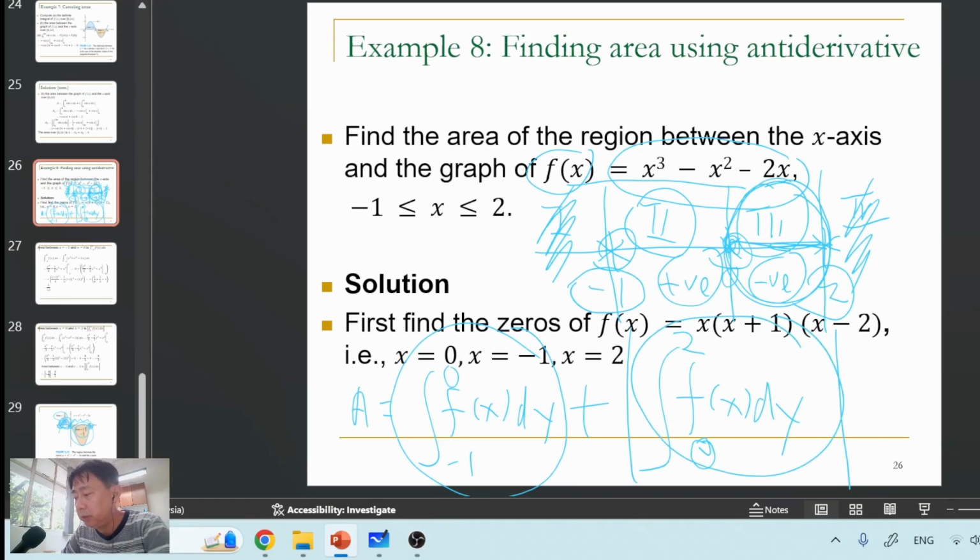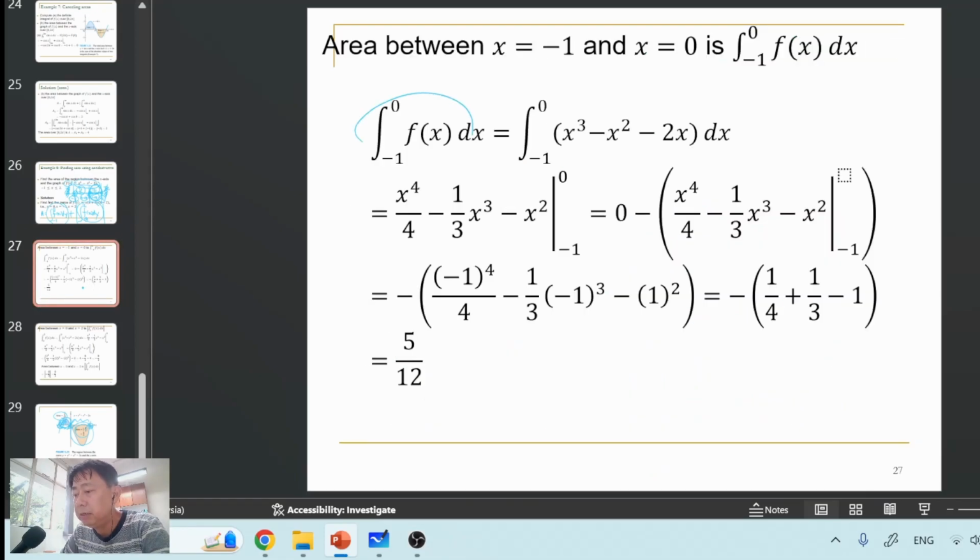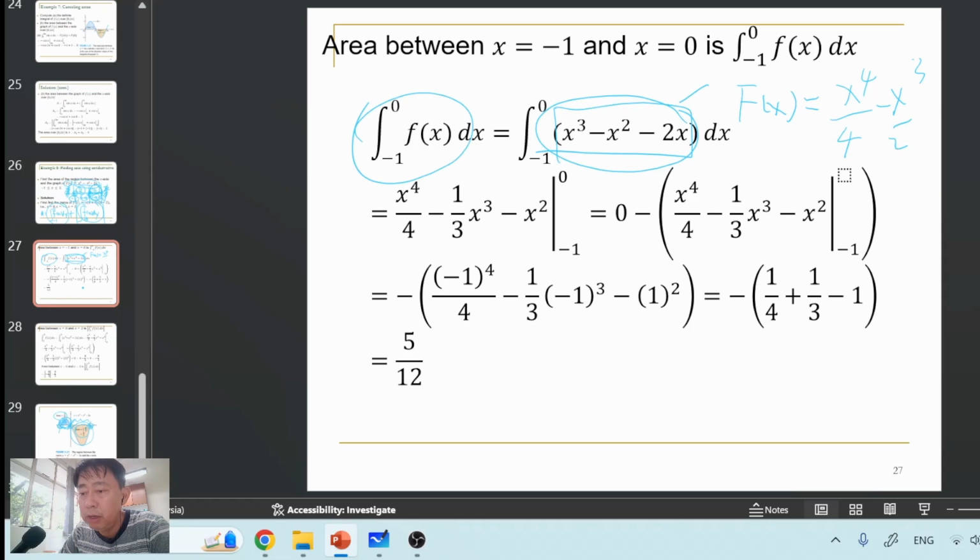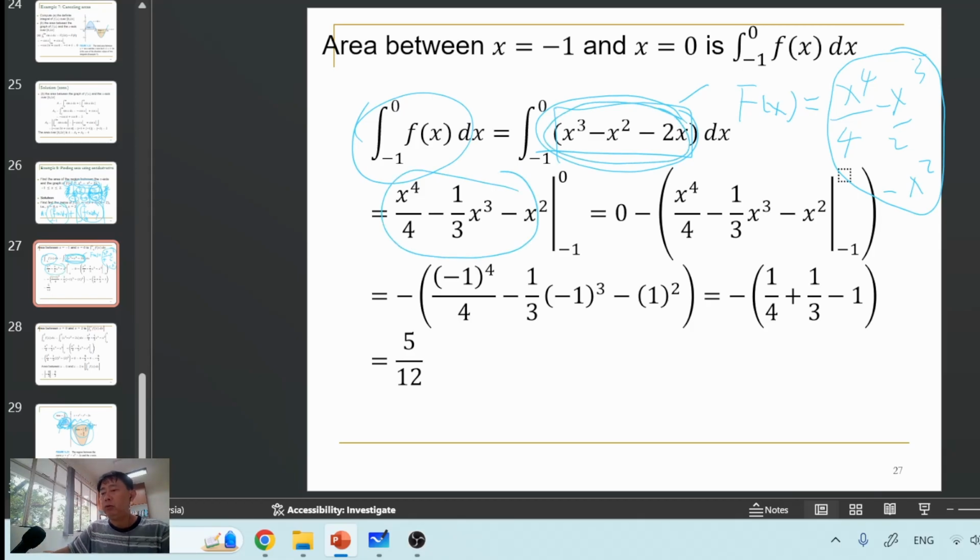So then you can straight write down the formula for calculating the area in the positive region. You just have to integrate the function. The integration of the function could be easily obtained by knowing the antiderivative of this function. Given a function of x cubed minus x squared minus 2x, you can work out the antiderivative of the function. The antiderivative is x to the power 4 over 4 minus x to the power 3 over 3 minus x squared. So this would be the antiderivative for the integrand function x cubed minus x squared minus 2x.